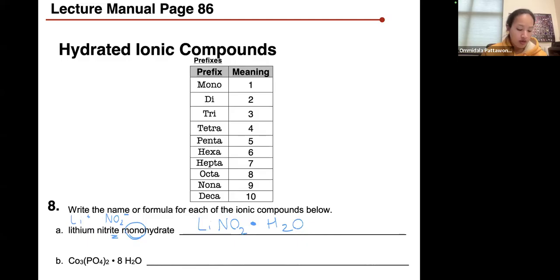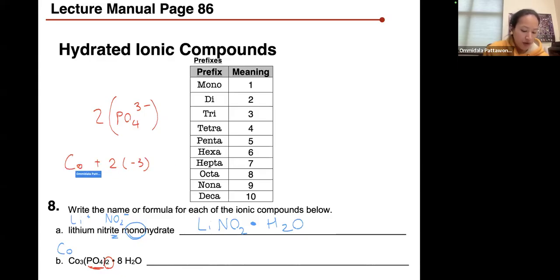Next one, Co. This is cobalt. Cobalt is a transition metal, so I need to find out the charges in order to know what the Roman numeral would be. Looking at this, PO4 is the polyatomic ion phosphate. PO4 contains 3 minus, and that will not change. How many do we have? 2 of them. So the charges would be 2 times -3, added to cobalt.